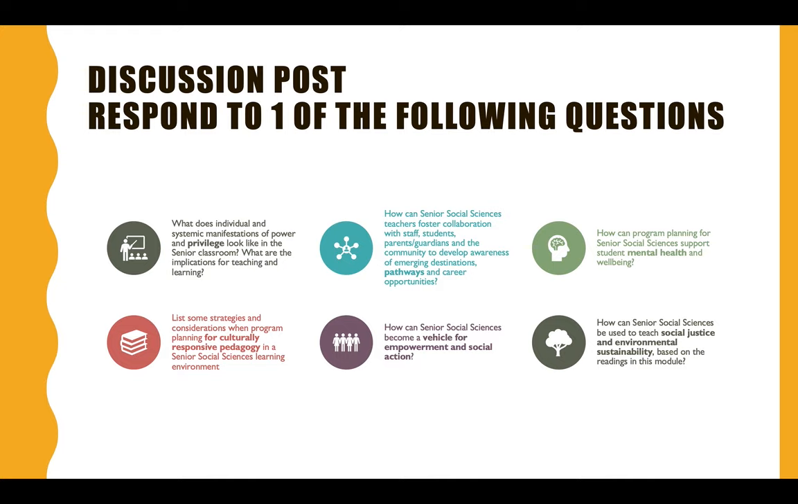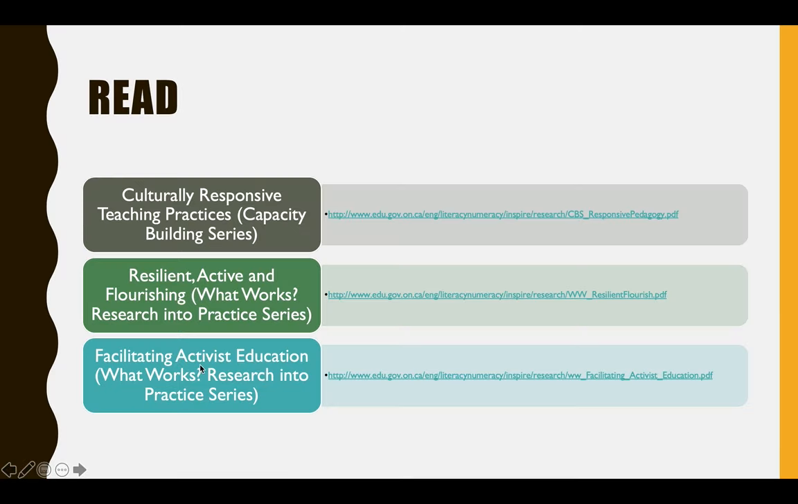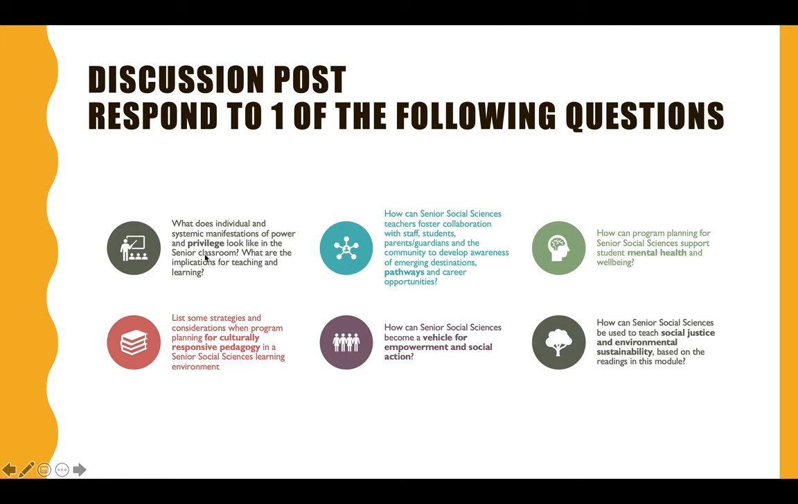So you're picking one of these 6 topics, and I would probably just read the reading that best suits or goes with those as well. So the ones about activists here clearly go with the activist education ones, and the culturally responsive kind of has to do with the privilege and some of the culturally responsive pedagogy. So match your readings to your discussion post that you're planning on doing.